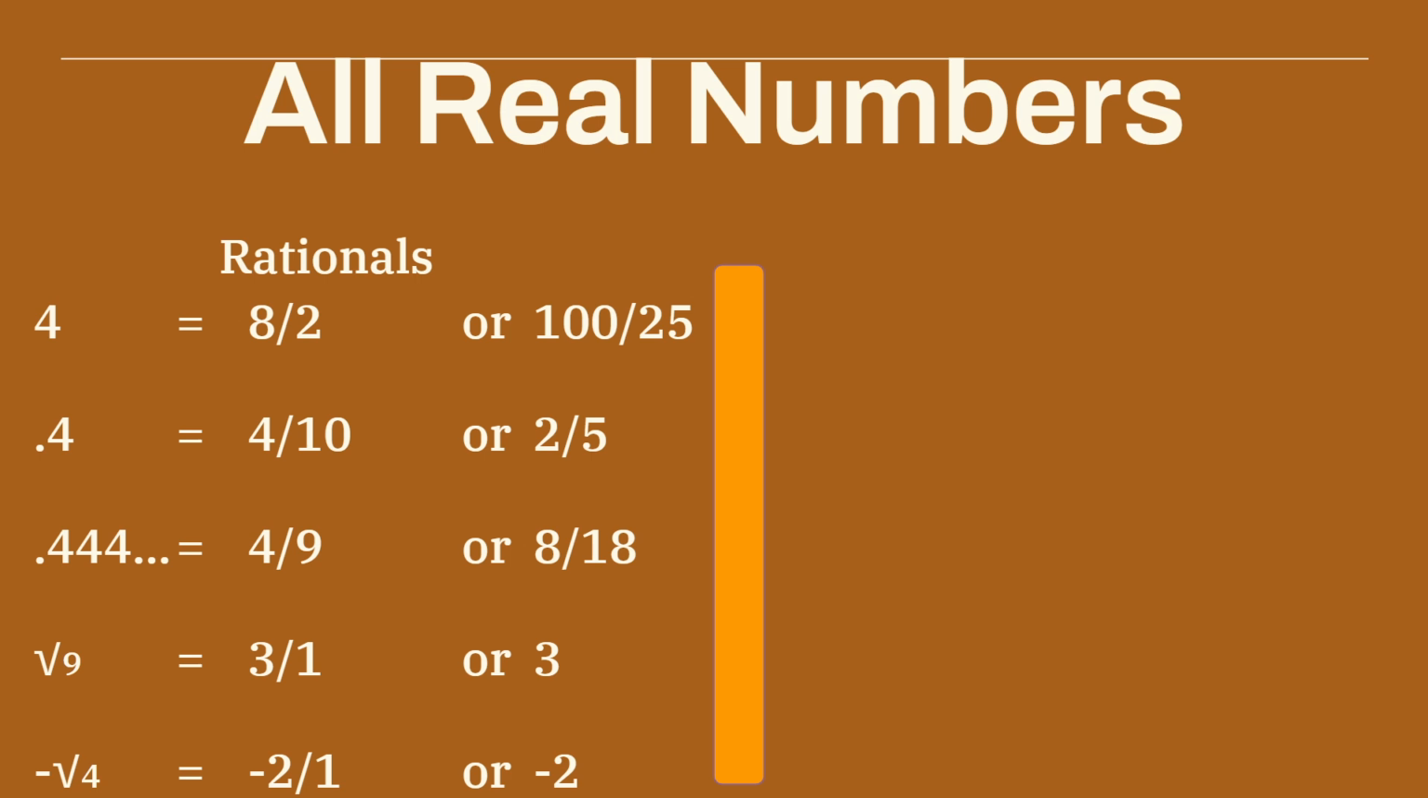This root 9 is a perfect square. The square root of 9 is 3. Therefore, 3 can be represented as 3 over 1. It makes it a rational number. So the square root of 9 is a rational number. It's a special one because it can be simplified. Negative square root of 4, because 4 is a perfect square, it can be simplified to a negative 2. Therefore, it can be represented by negative 2 over 1, which is an integer over integer, or just negative 2.